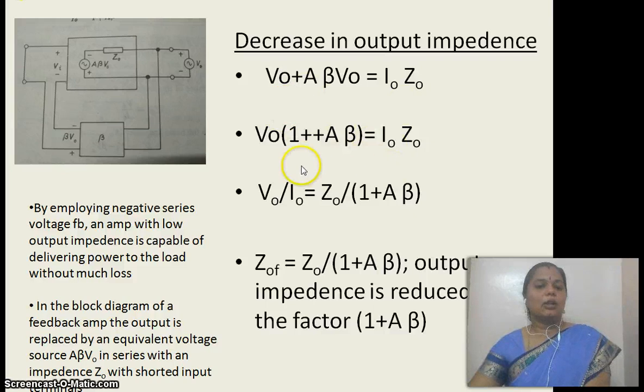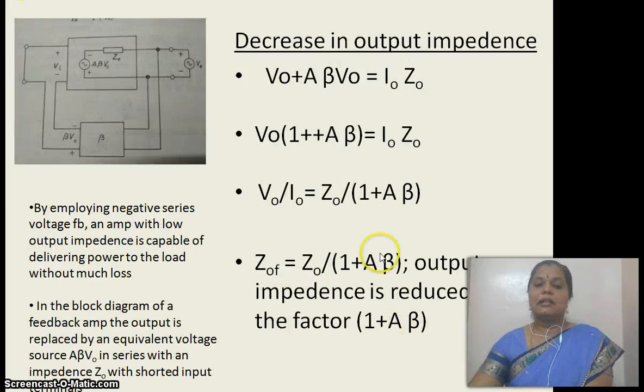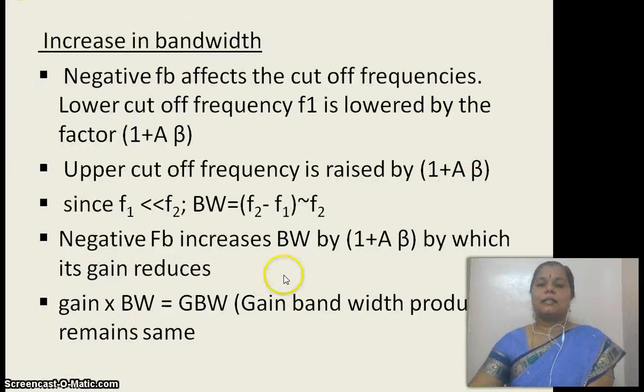Just by rearranging all the terms, we will end up with V naught by I naught is equal to Z naught by 1 plus A beta. What is the left hand side term? Nothing but impedance, output impedance in feedback network. This is output impedance without feedback. Whereas here the situation is a bit different. Here the term appears in the denominator, which reduces the value of ZOF. Whereas in case of input impedance, it appears in the numerator, which helps to hold the high value of input impedance. But here the A beta term is in the denominator, which reduces the value of output impedance.